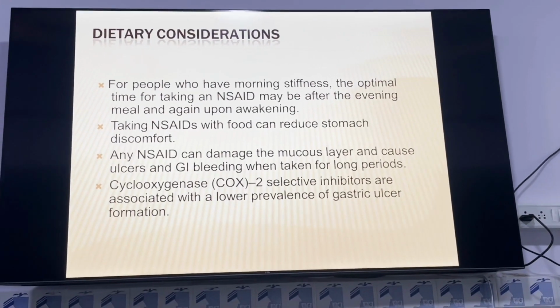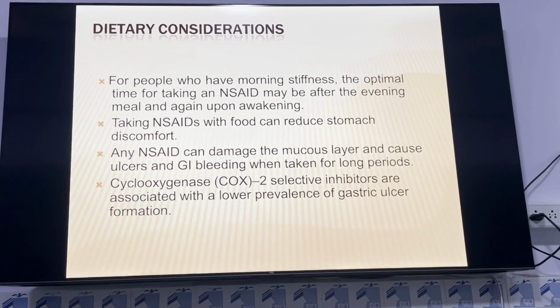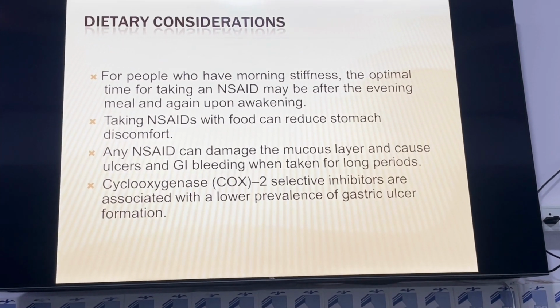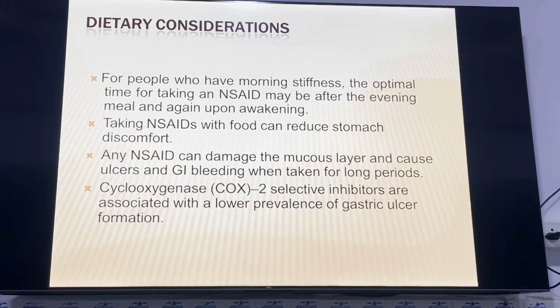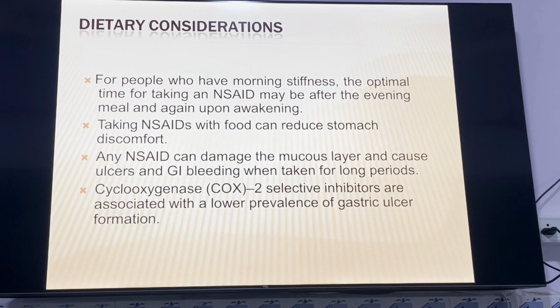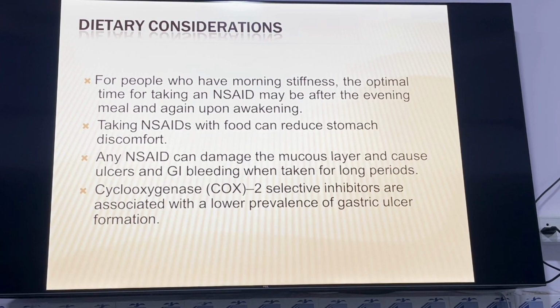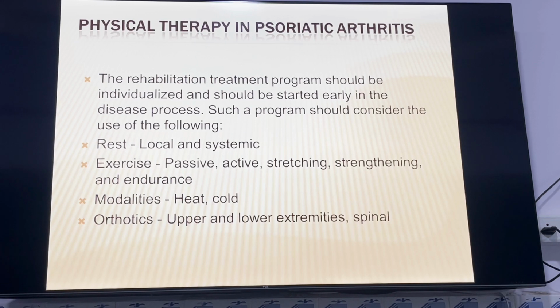Dietary considerations. Taking NSAIDs with food can reduce stomach discomfort. Any NSAID can damage the mucus layer and cause ulcers and GI bleed when taken for long periods. Cyclooxygenase 2 selective inhibitors are associated with a lower prevalence of gastric ulcer formation. So usually we use the biologicals in people who can afford more. In such individuals we can definitely prescribe COX-2 inhibitors rather than diclofenac, etc.